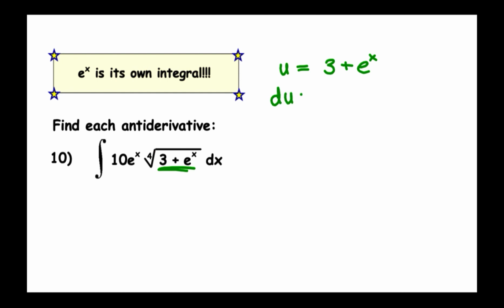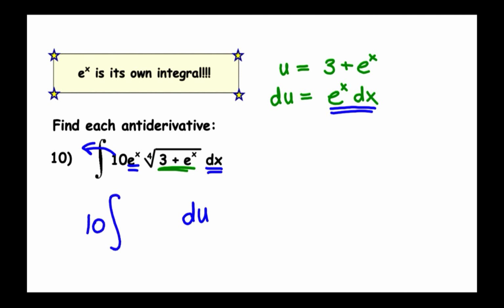What's the derivative of that? Well, the derivative of 3 is 0. The derivative of e to the x is itself dx. So I need an e to the x dx. I certainly have what I need right here. So that's a du. The 10's going to get kicked out. And the rest of this problem is just going to be u to the 1/4 power.